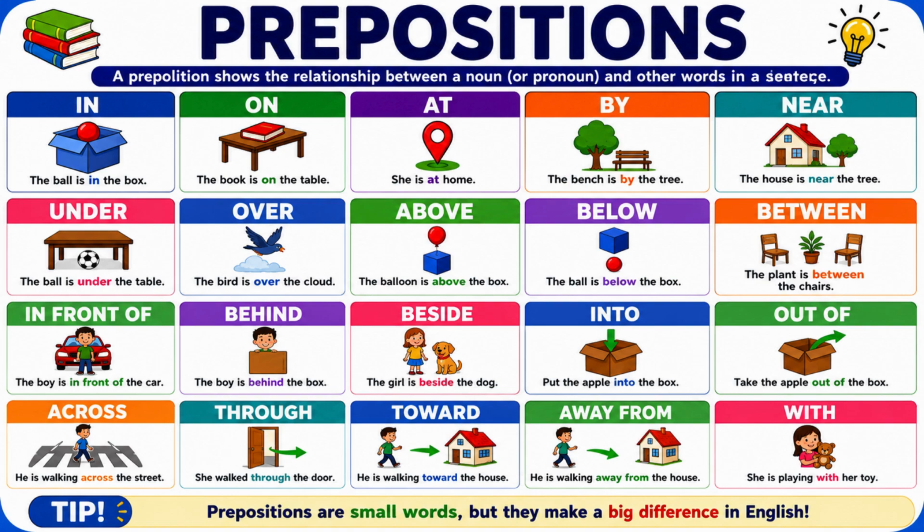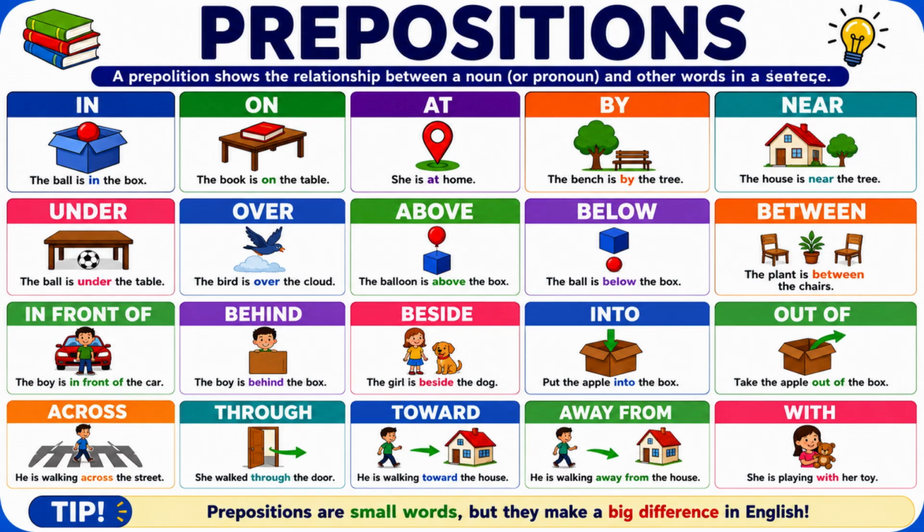16. Across. Across means from one side to the other. Example: he is walking across the street. 17. Through. Through means moving from one side to the other by passing inside something. Example: she walked through the door. 18. Toward. Toward means in the direction of someone or something. Example: he is walking toward the house.